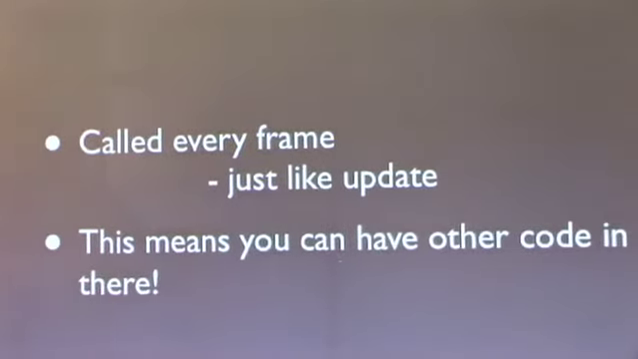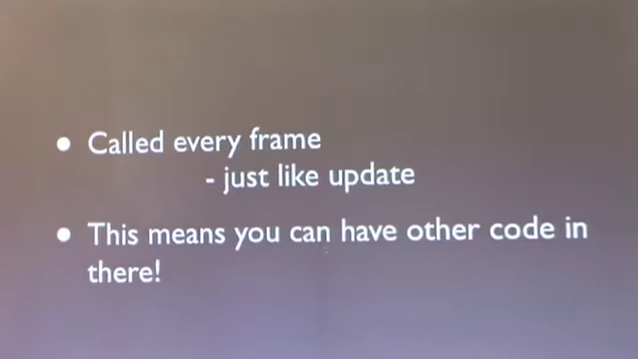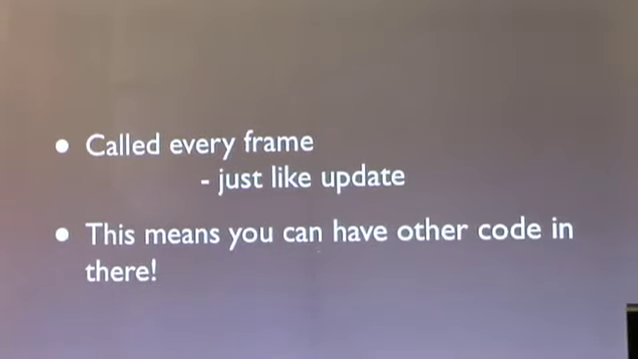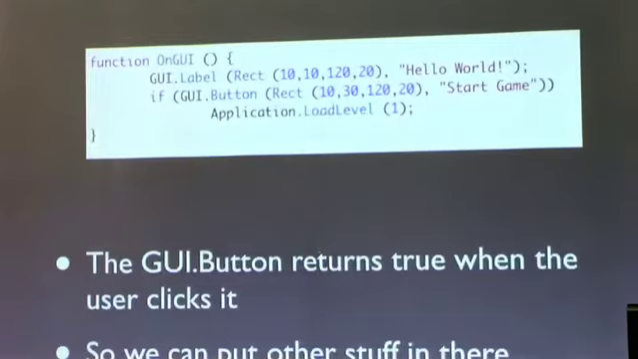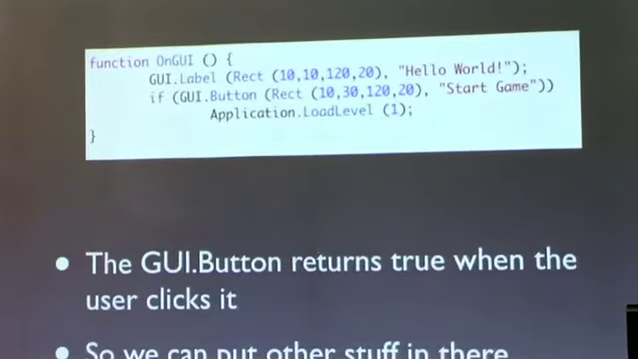OnGUI is called every frame. It's just like update. So this means you can have other code in there. It can be called many times per frame, which has some weird side effects I'm going to touch on later. So, you have a basic code flow, because we're calling this continuously.